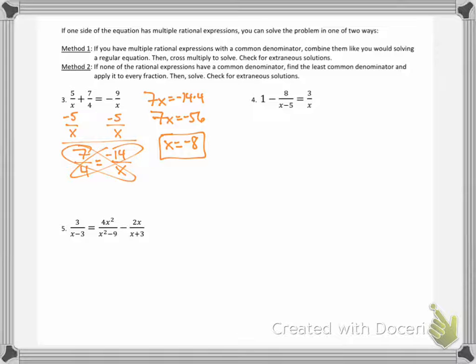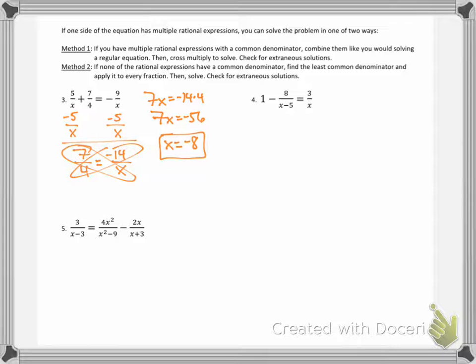Now, the fourth problem here, I look at this, I don't see a common denominator anyway. I have just straight up 1. I have a denominator of x minus 5. I have a denominator of x. In this type of problem, what I'm going to do is find the least common denominator.